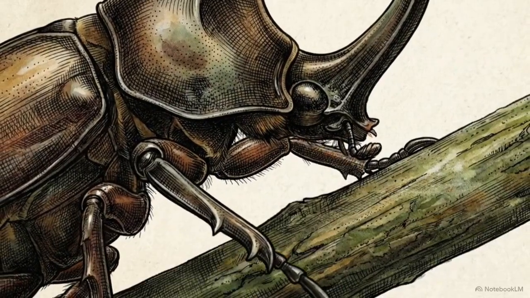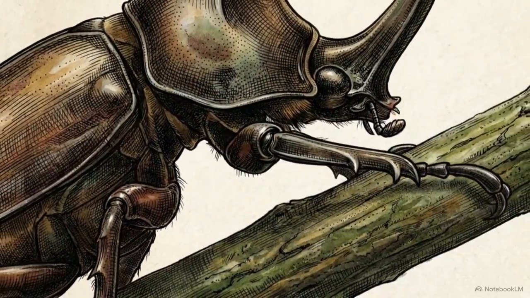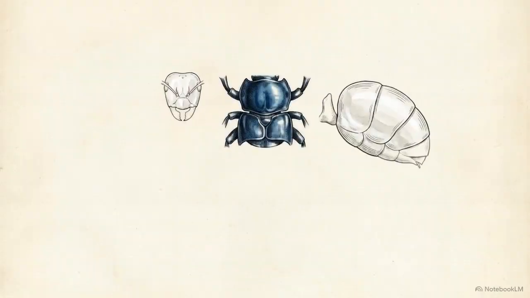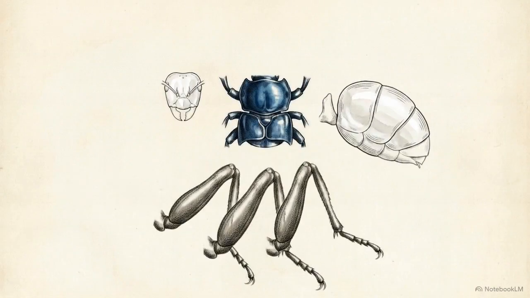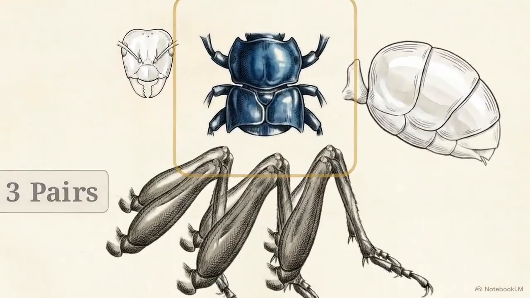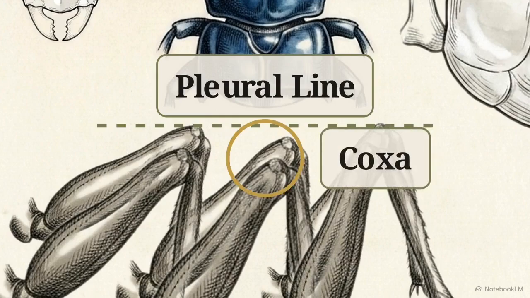The biological engine driving insect survival is right there in their phylum name, Arthropoda. It literally translates to jointed legs. For true insects, locomotion relies on exactly 3 pairs of these jointed appendages. They originate exclusively in the thoracic region, anchoring to the body along a seam known as the pleural line.